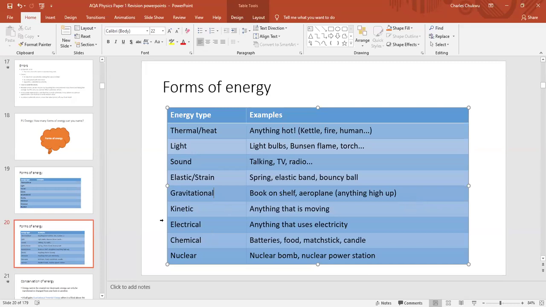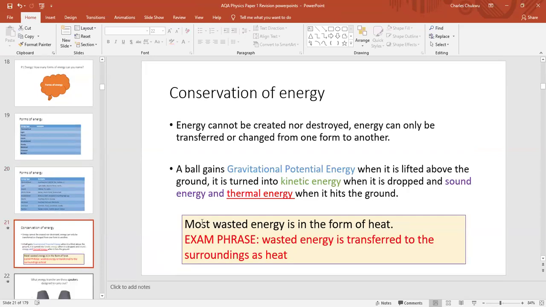All right, so like we said, kinetic energy is energy of things that are moving; electrical, anything that uses electricity; chemical, batteries, food, matchstick, candle; nuclear energy, nuclear bomb, nuclear power station, etc. Okay.